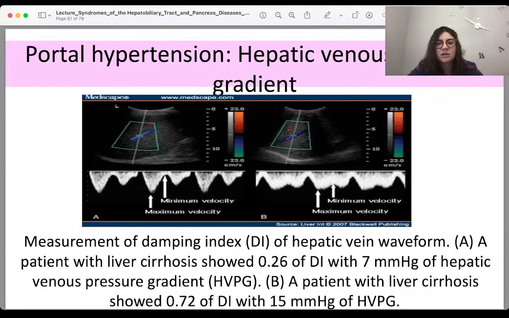In this way, you see checking of the hepatic venous pressure gradient. Here is measurement of the damping index of the hepatic vein waveform. In picture A, a patient with liver cirrhosis shows a damping index of 0.26 with an HVPG of 7 mm Hg. And the second is a patient with liver cirrhosis who showed a damping index of 0.72 and a hepatic venous pressure gradient of 15 mm Hg. That is specific for significant portal hypertension.